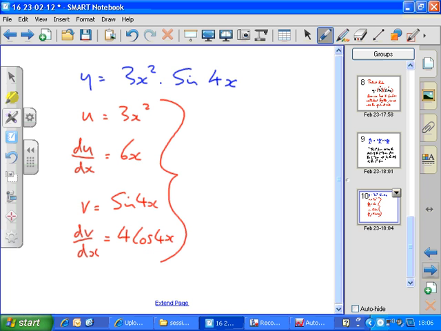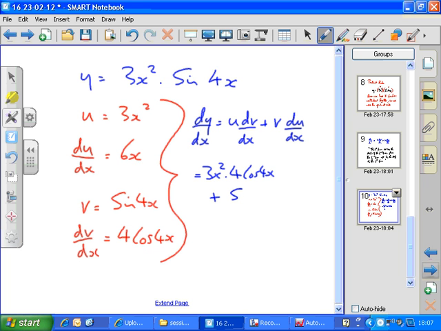Now, all I do is plug those things back into the product rule. So what does the product rule state? That the differential of the whole function, dy by dx, equals the first part times the differential of the second part, plus the second part times the differential of the first. So we just write it, which equals u, 3x squared, times the differential of v, which is 4 cos 4x, plus v, which is sine 4x, times the differential of u, which is 6x.